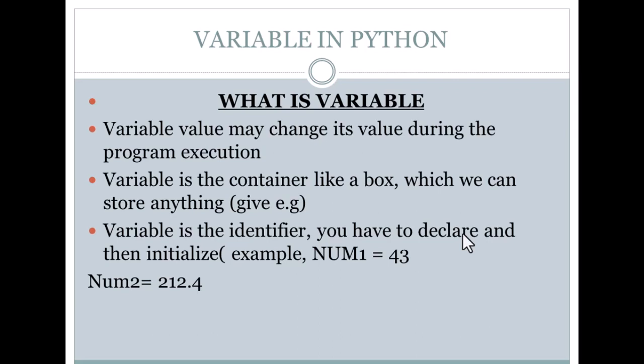Now, we actually looked at variables and how to declare them. You give your variable a name of num1, then you give it the value of 43. We also went ahead to give a variable of num2 and the value of 212.4. So this is a float, and this is an integer. This is more about variables.